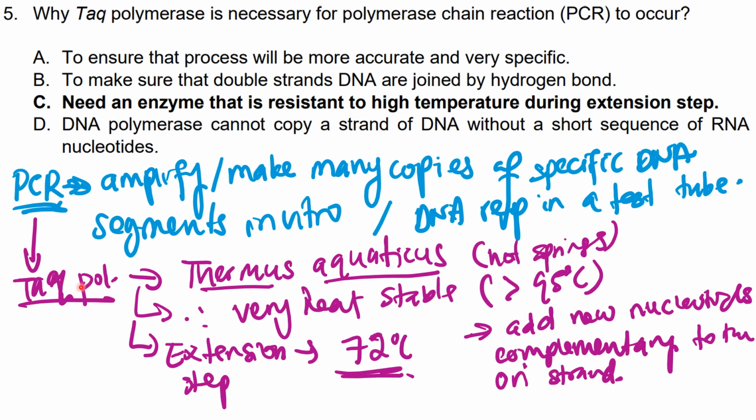So the enzyme Taq polymerase will add free nucleotides, or new nucleotides, complementary to the original template strands. So that's why you will need Taq polymerase to withstand high temperature during the extension step. So the answer will be C.